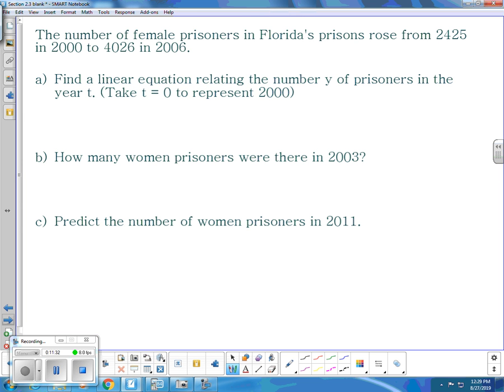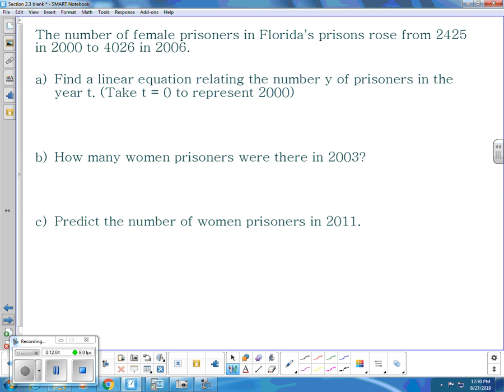The number of female prisoners in Florida's prisons rose from 2,425 in 2000 to 4,026 in 2006. Find a linear equation relating the number y of prisoners in the year t. Make t equal 0. Be very careful in MyMathLab, because I always like to use x's and y's. They'll tell you to use a t and you'll have it all right, but you're using an x and you're going to count it wrong. And you'll be like, what? Okay? All right.